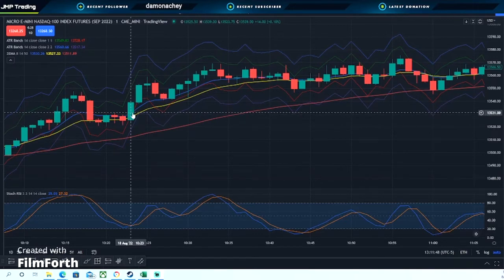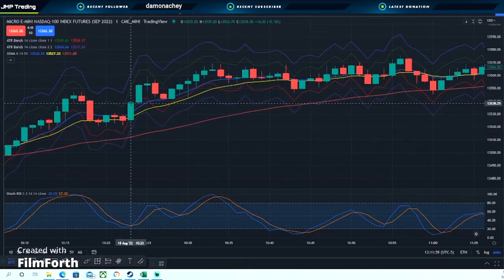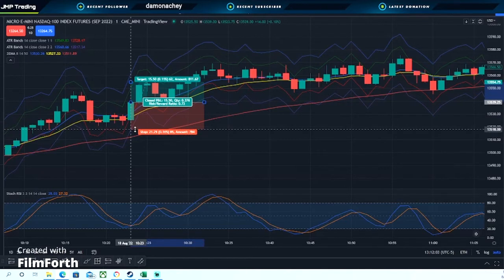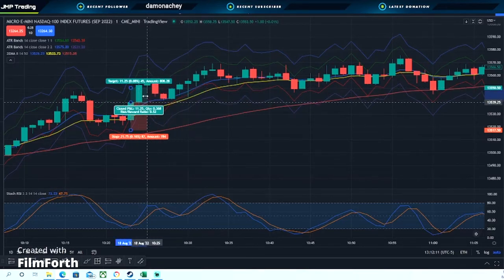So once you get that cross up, make sure all the other conditions are met. We have 8 above 14, 14 above 50, and we have the candle close above all 3 EMAs. So this entry is valid. You're going to set the stop loss to 2 times the ATR, and you're going to set the take profit to 1 times the ATR. So on this one, the target is hit.